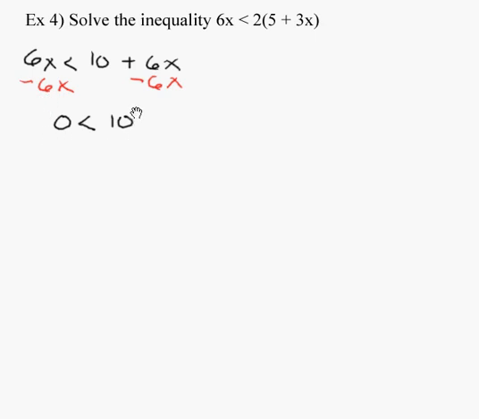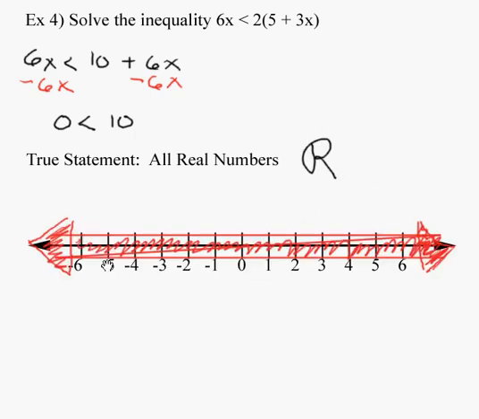So we need to ask ourselves this question as we look at what's left. Is 0 less than 10 a true statement or a false statement? In this case, it's a true statement. Whenever it's a true statement, that means your answer is all real numbers. That means everything works. There's a math shorthand for all real numbers if you don't want to write out the phrase. It's kind of like a scripted R. That means all real numbers.